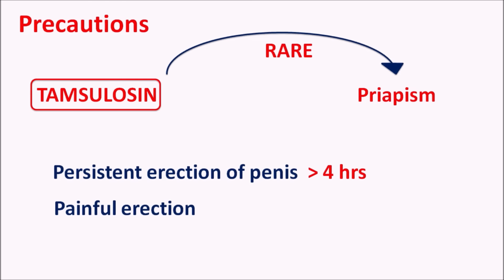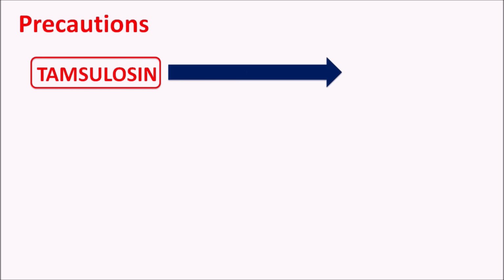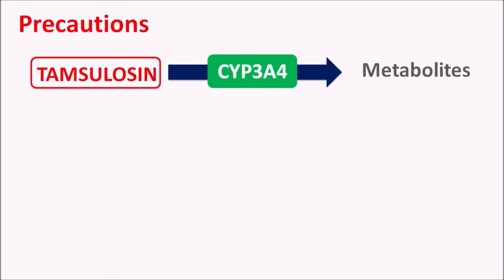impotence in the patients. Similarly, tamsulosin is converted into metabolites by the cytochrome P450 system. One of the major metabolic pathways is the CYP3A4 enzyme. Many drugs inhibit CYP3A4 enzyme activity. For instance, ketoconazole is a strong inhibitor of the CYP3A4 enzyme, thereby inhibiting the metabolism of tamsulosin.